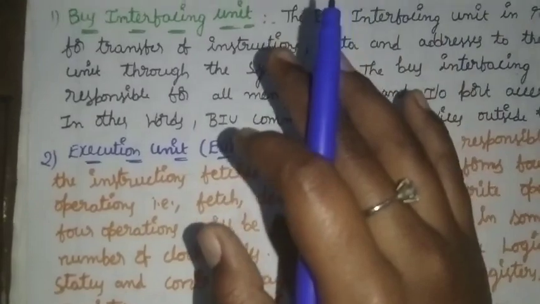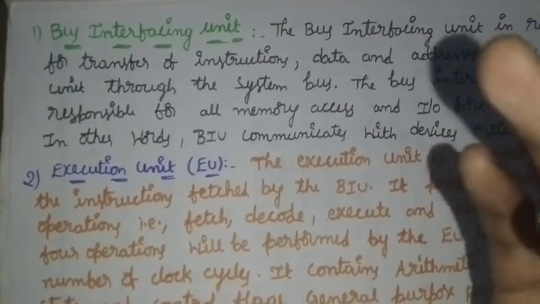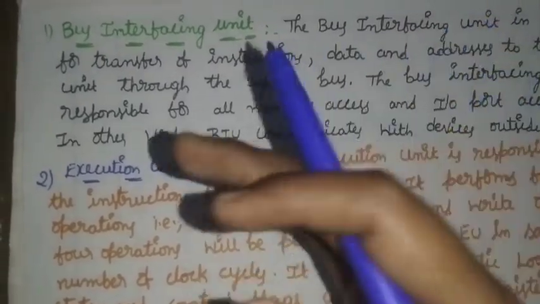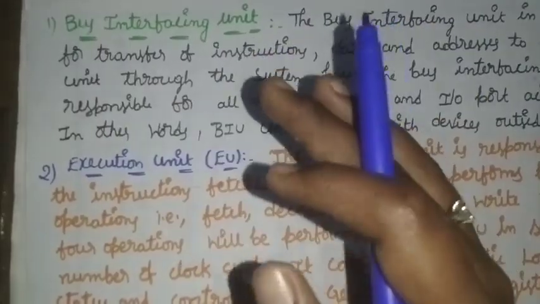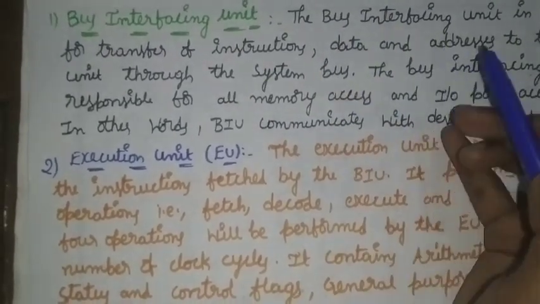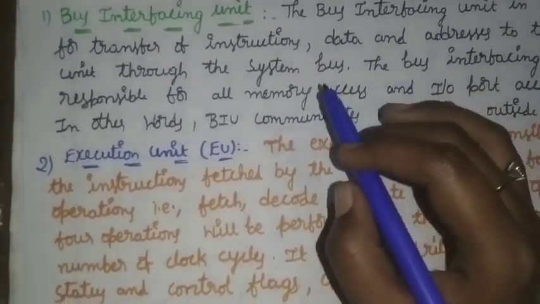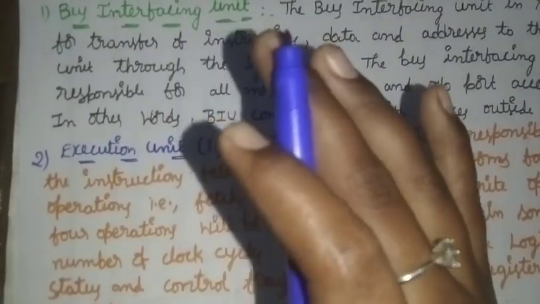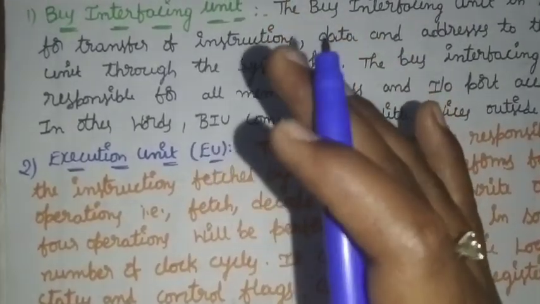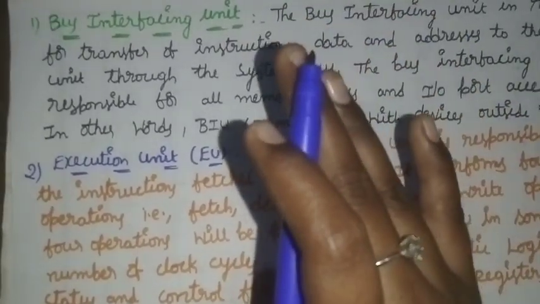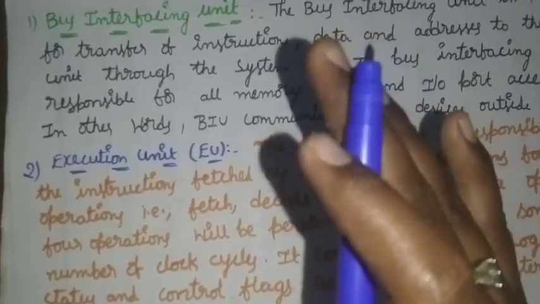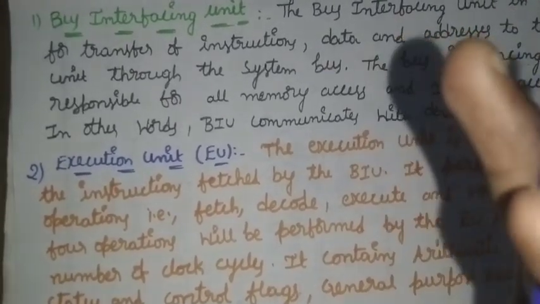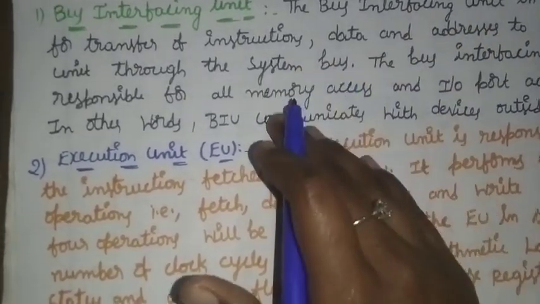And the BIU, the bus interfacing unit, transfers instructions, data and address through the system bus. It is also responsible for memory access and input output port access. In other words, the BIU communicates with devices outside the microprocessor. These are the two very important units in the architecture of the 8086 microprocessor. In this session, we saw a brief introduction to the 8086 microprocessor architecture, its parts and main units.